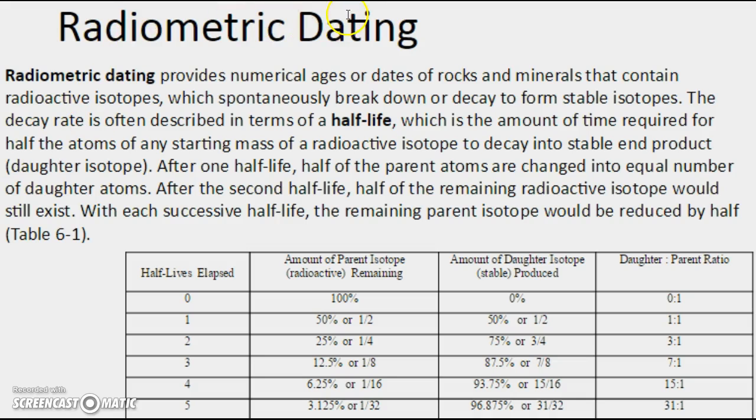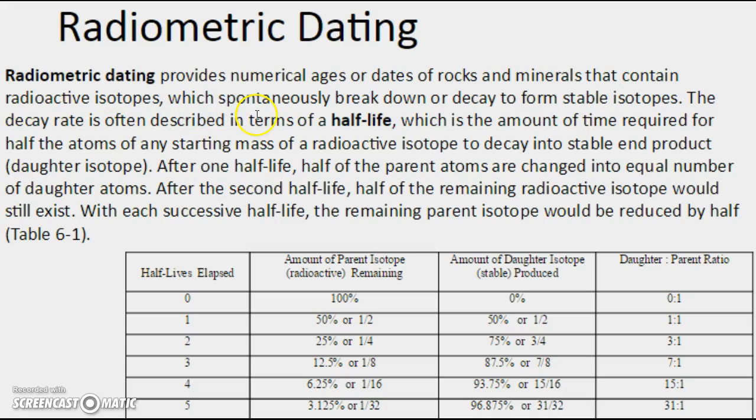So here we can look at radiometric dating. We can start putting numbers to it. Radiometric dating provides a numerical age or date of rocks and minerals that contain these particular isotopes, which spontaneously break down or decay to form stable isotopes. So they go from being unstable, they decay, into being stable.